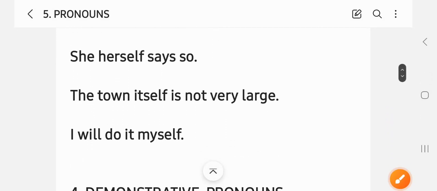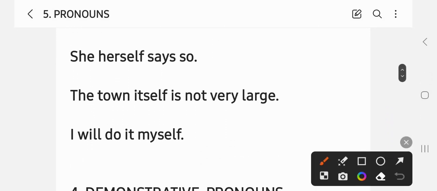Let's see another example. She herself says so. Again here if you notice, she is the personal pronoun, herself is the emphatic pronoun, which is placed immediately after the personal pronoun she. The town itself is not very large. Now in this sentence, if you notice, there is only an emphatic pronoun, there is no personal pronoun. Instead of the personal pronoun, a noun, a common noun, town is used.